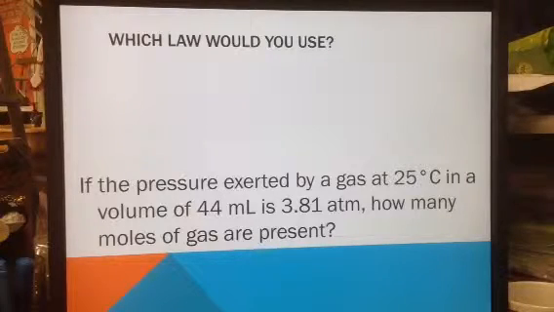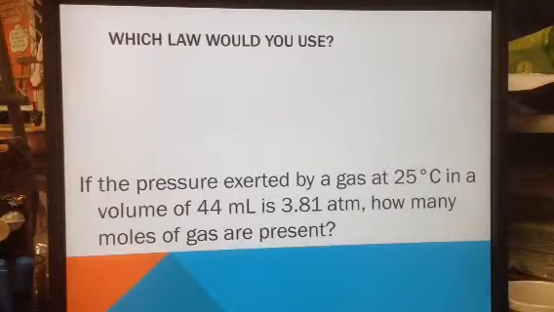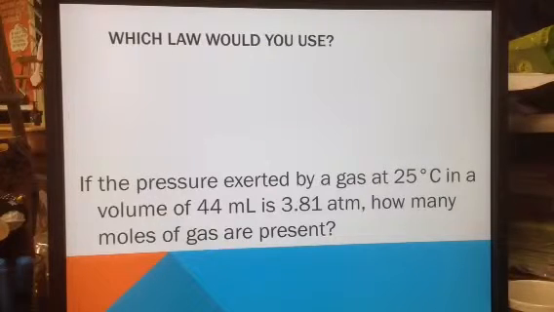Okay, so which gas law would you use to solve this problem? If the pressure exerted by a gas at 25 degrees Celsius in a volume of 44 milliliters is 3.8 atmospheres, how many moles of gas are present? Well, that last part of the question, how many moles of gas, is significant.